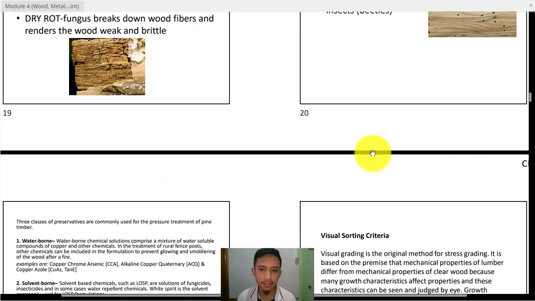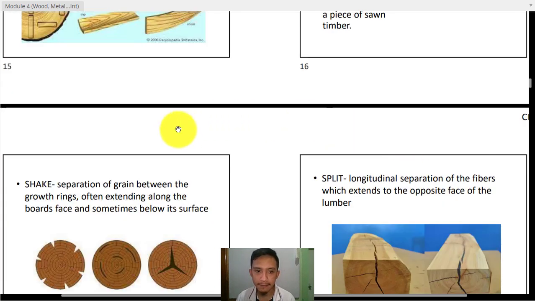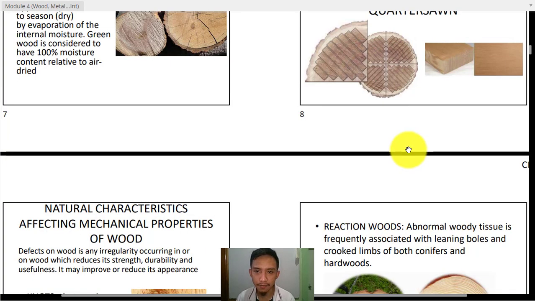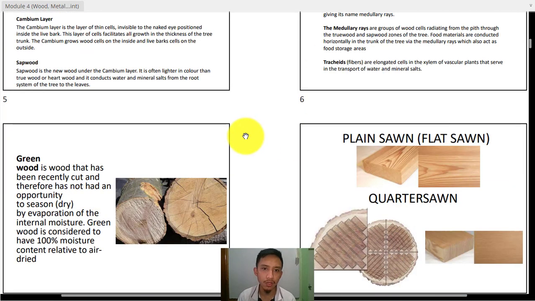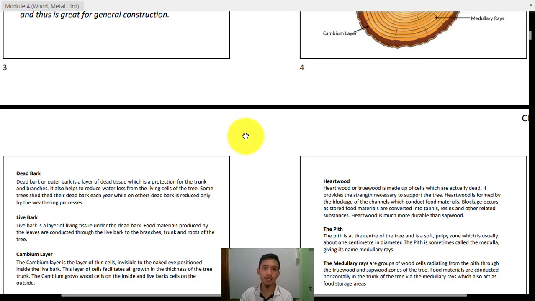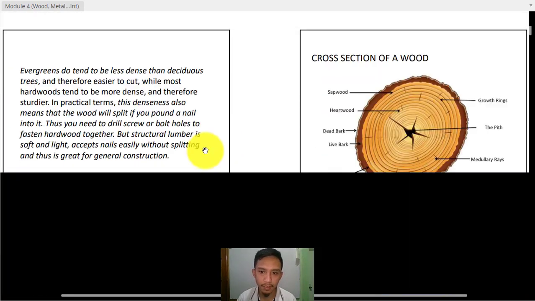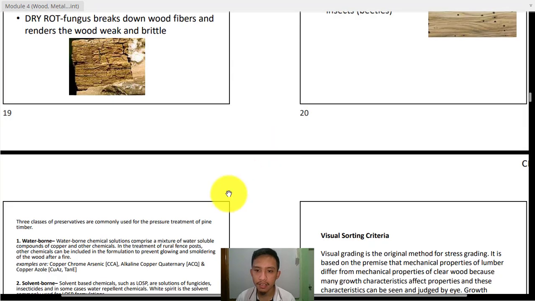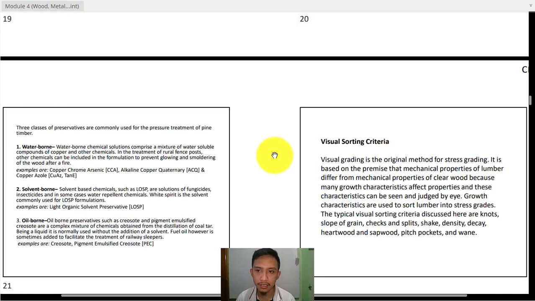So these are just some of the natural characteristics and defects of a wood that will make its properties not that predictable. So again, these are the reason why we are not using this type of material in actual construction as main structural members, due to its unpredictable properties.